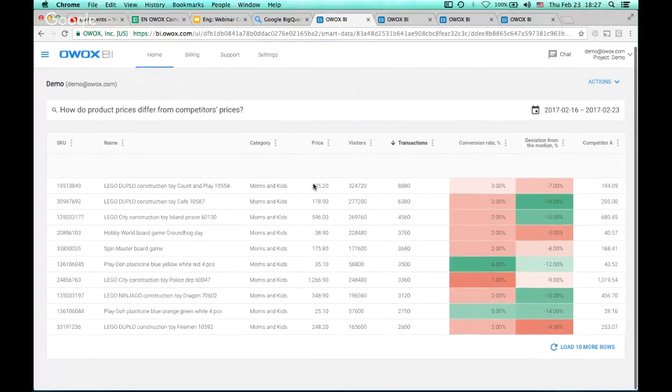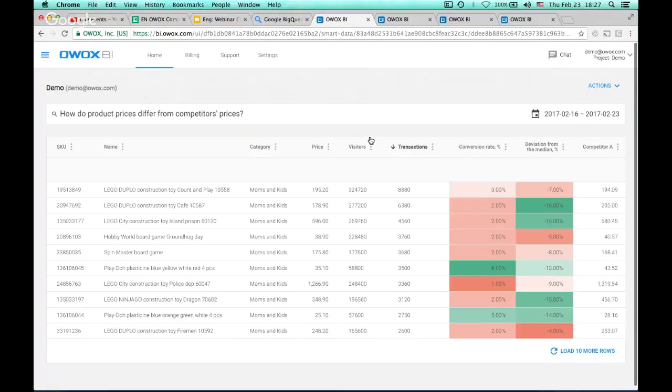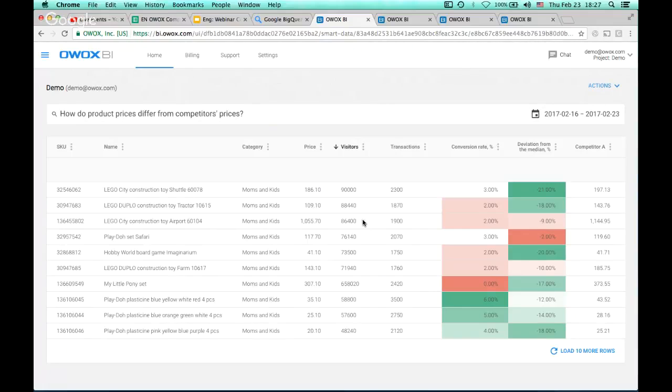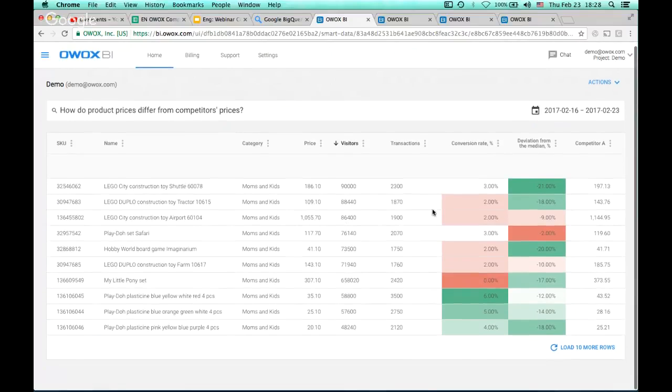So we can then sort this data by the visitors' interest towards this product, not just by sales. So let's do it. Yeah, and we can see how the most popular products perform, and we can segment this data however we want.